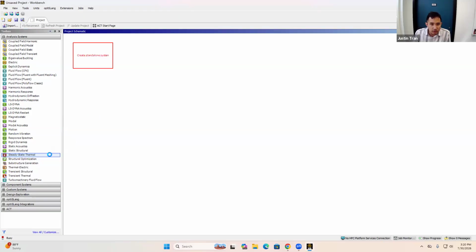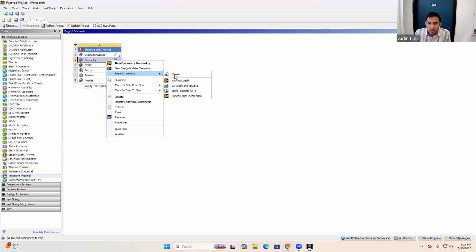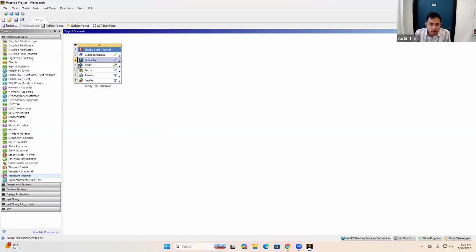Okay, so for thermal simulation, there's two versions that you can do. You can either do a steady state version or a transient version. And actually, to save time, let me just import a part that we've done before. Let's import the crank. So this is back to activity 2. The crank is actually just a very nice geometry to use. Okay, and then let's go ahead and open up ANSYS Mechanical.